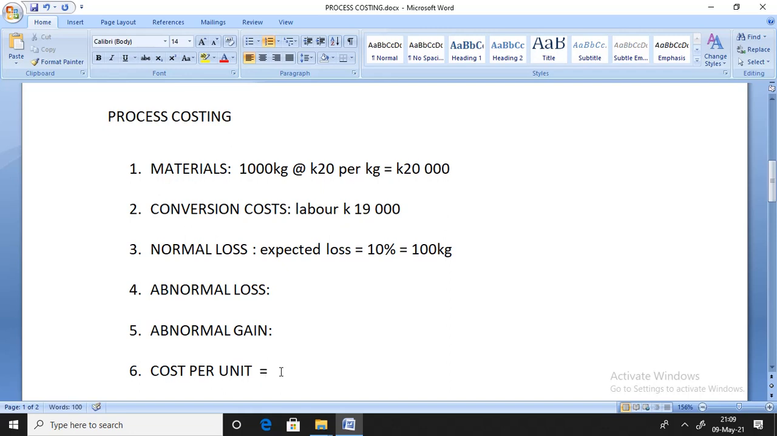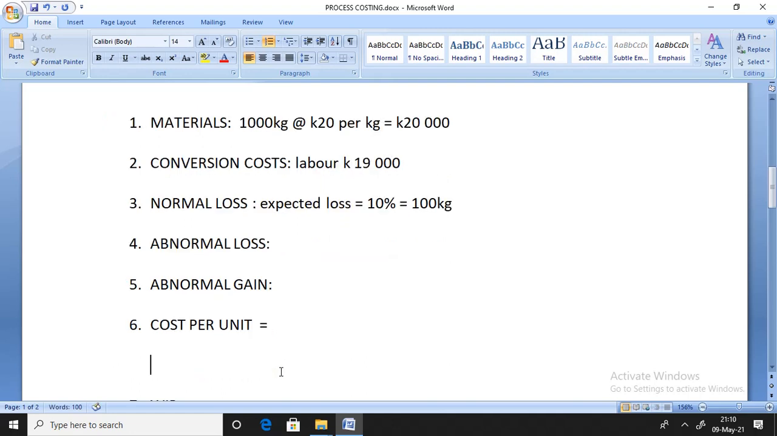Calculating the cost per unit, there are two models you can use. I'll show you those two models in the two examples that I'll give you in our next videos. Cost per unit, if you have work in progress, then you have to use the equivalent units model to calculate the cost per unit.